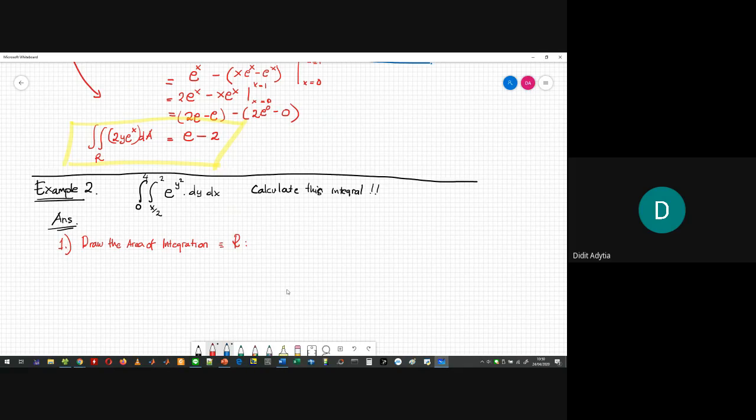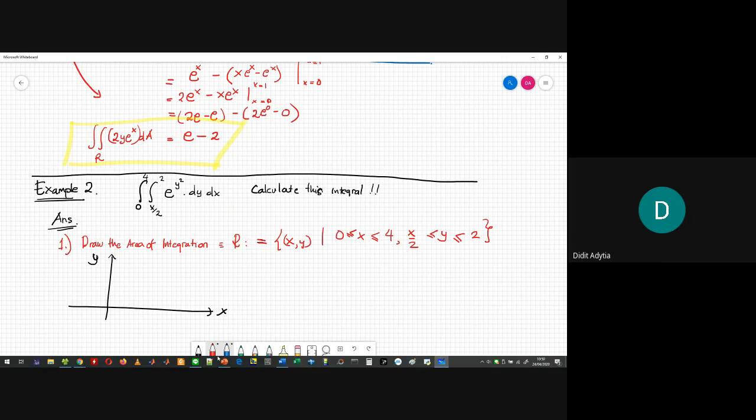Oke? We just draw it. Yang ini adalah this is X, this is Y. Oke? Ini kalau kita lihat langsung, R itself is X and Y with conditions. Y-nya dari, X-nya adalah dari berapa ini? X is between 0 to 4, and then Y is between X over 2 until 2.